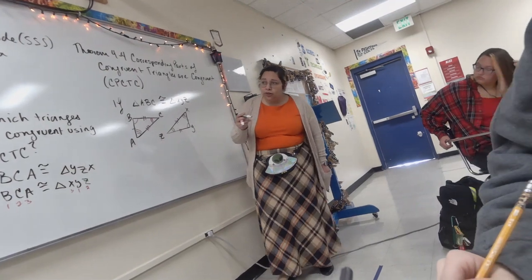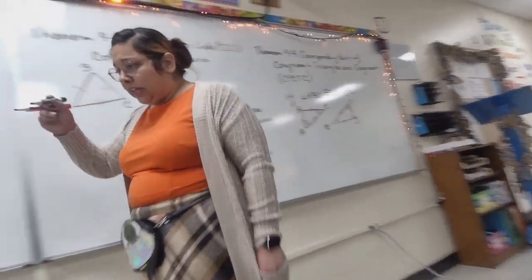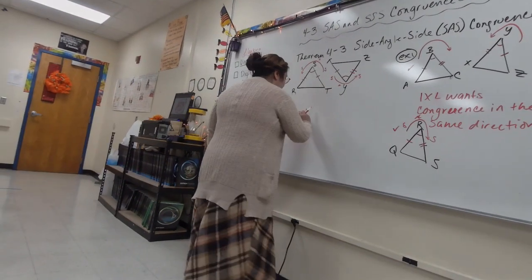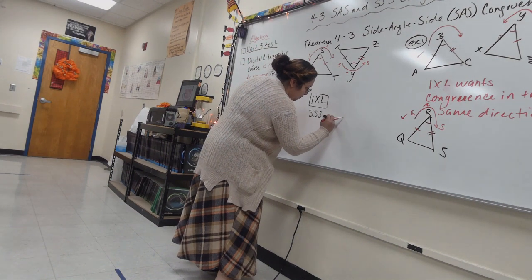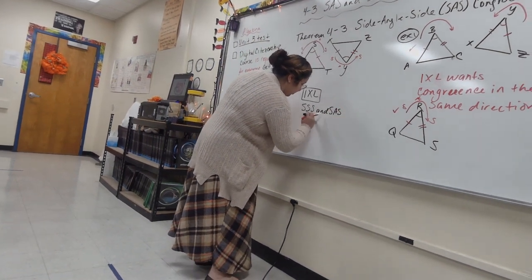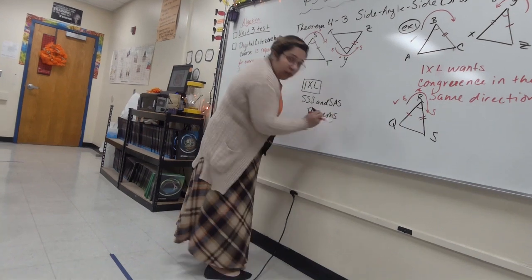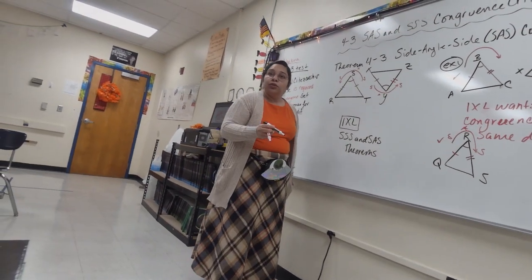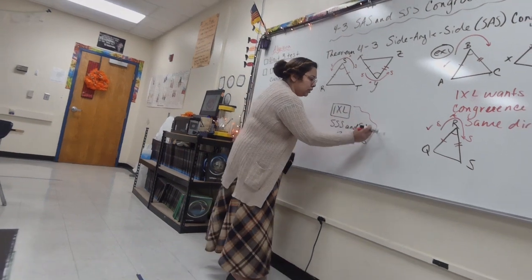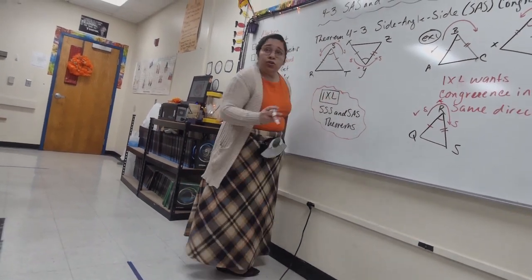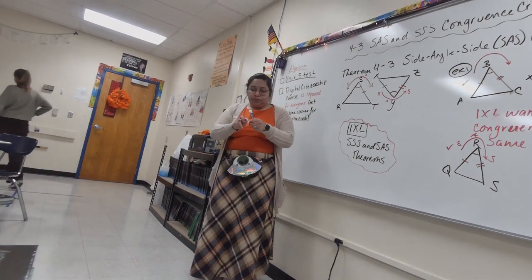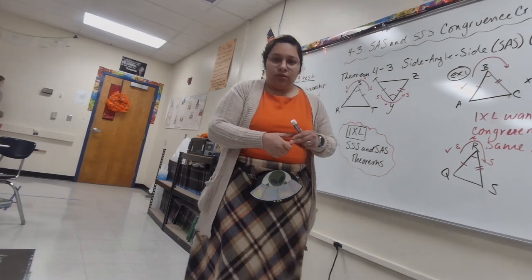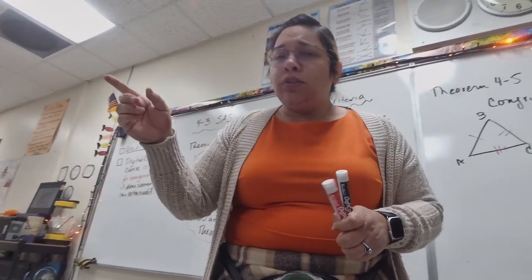So what you're looking for is the IXL skill, SSS and SAS theorems. You just need a smart score of 80 or above, okay? I put the link. I don't know if I put the star for you guys. Let me get that going.